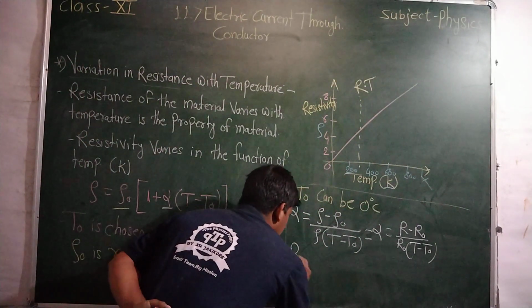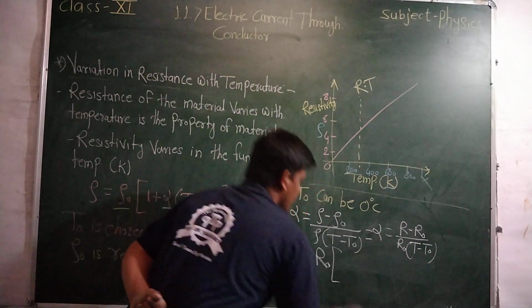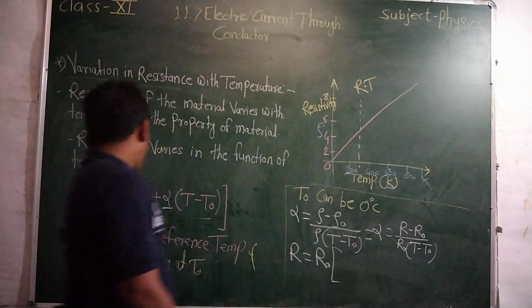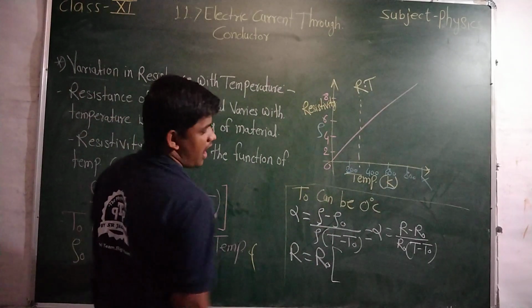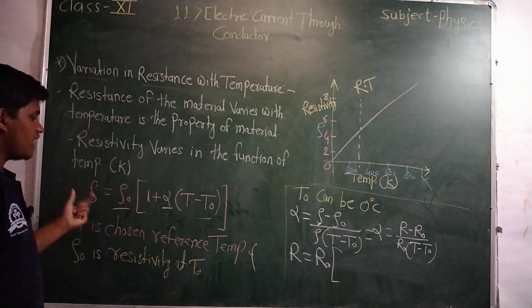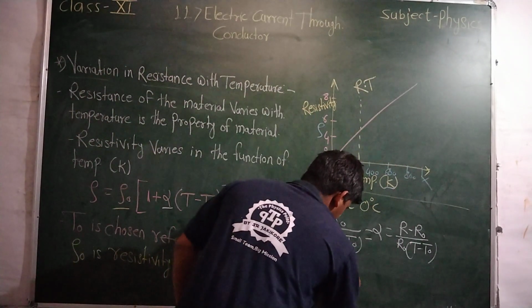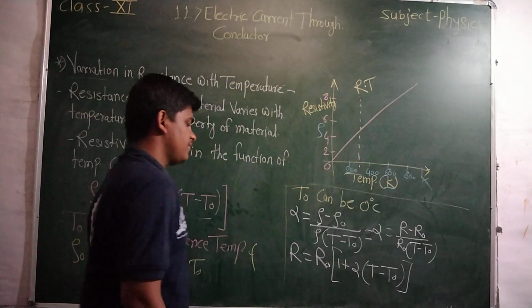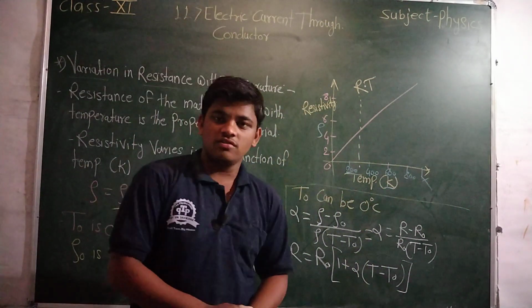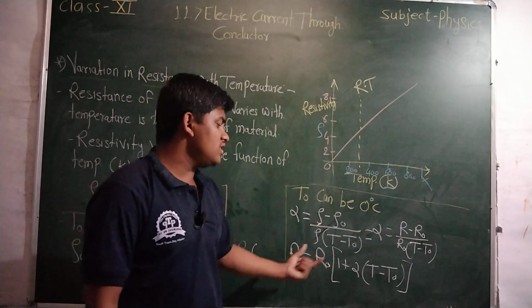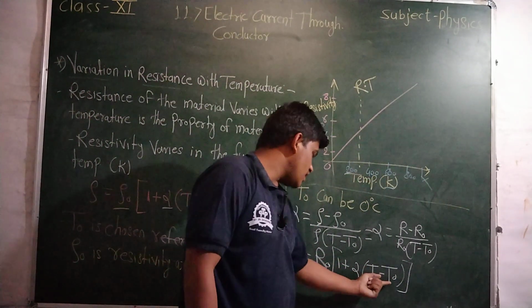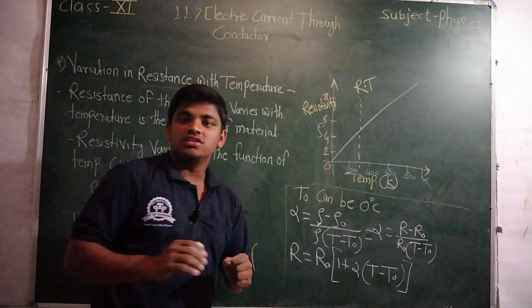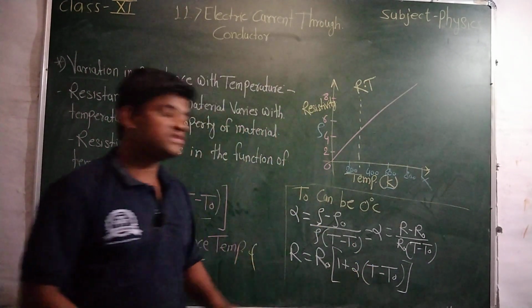Then R is equal to R0 into 1 plus alpha into T minus T0. Where we used rho, in the same place we can use R. This is all about the equations for the resistance in terms of temperature. If the temperature changes, the coefficient will be the same while the resistance changes. When the temperature changes, resistance also changes.